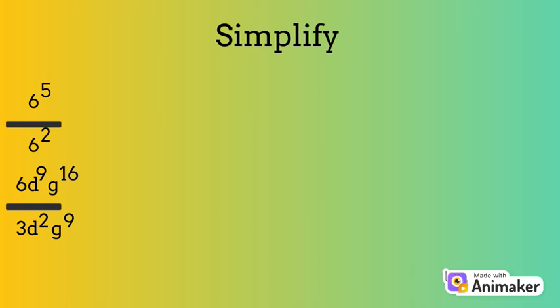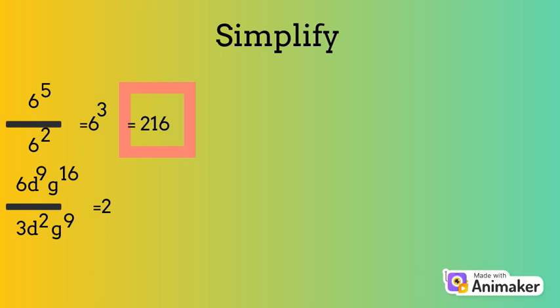In the first question, you can see it is 6 to the 5th power over 6 to the 2nd power. Now we need to subtract them. So 5 minus 2 is 3. The answer is 6 to the 3rd, but it needs to be simplified. So now we simplify 6 to the 3rd, which is 216.